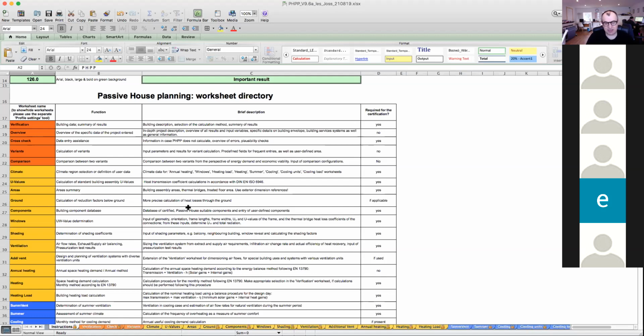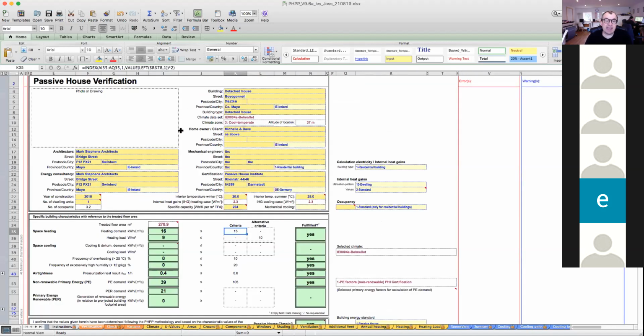He was going around touching pieces to make sure that he knew where air and heat leakage points were. Anyway, so here we go. These are the instructions. We have a verification here. Does the house pass the Passive House methodology and calculations? And this is just a sample one that I've set up here to show you.